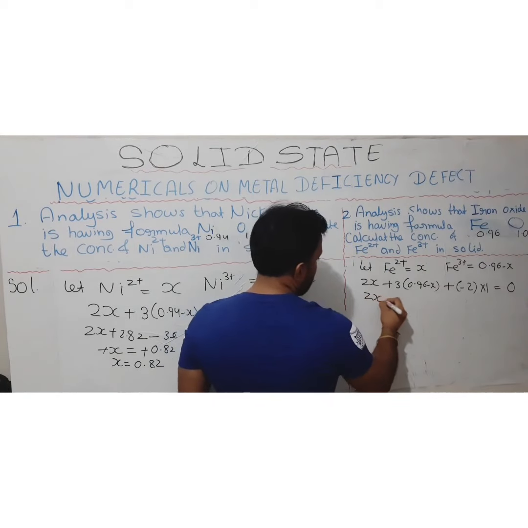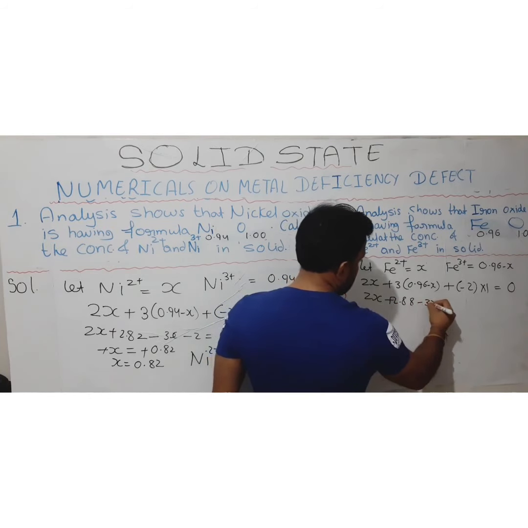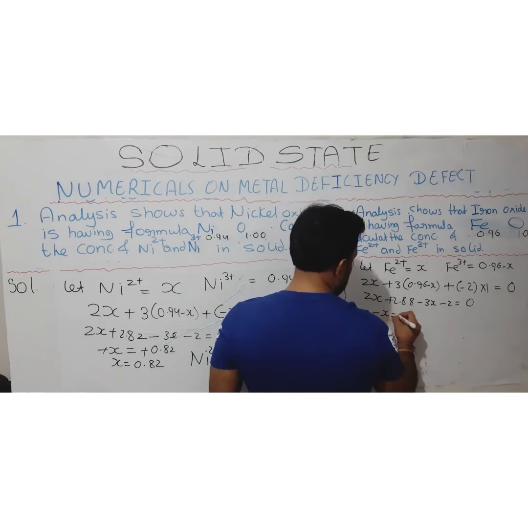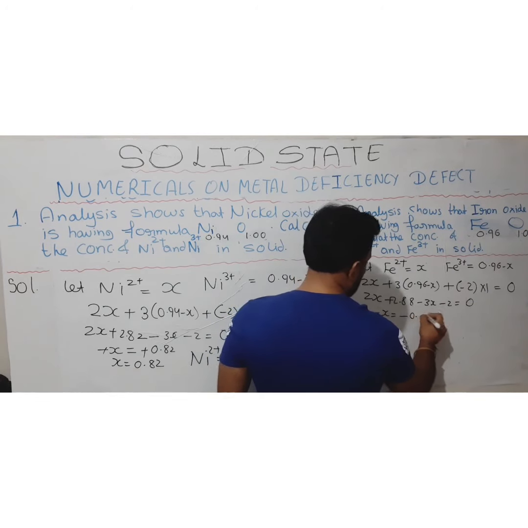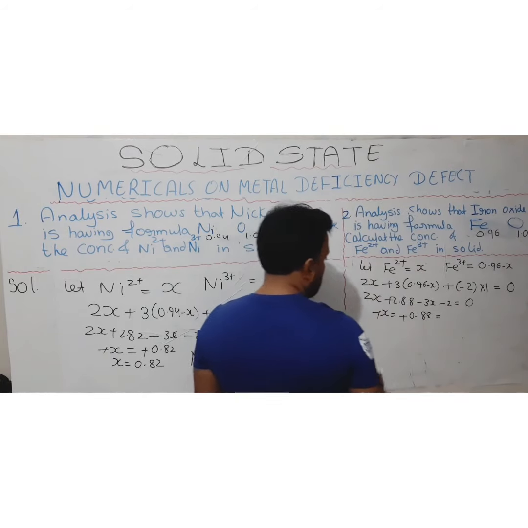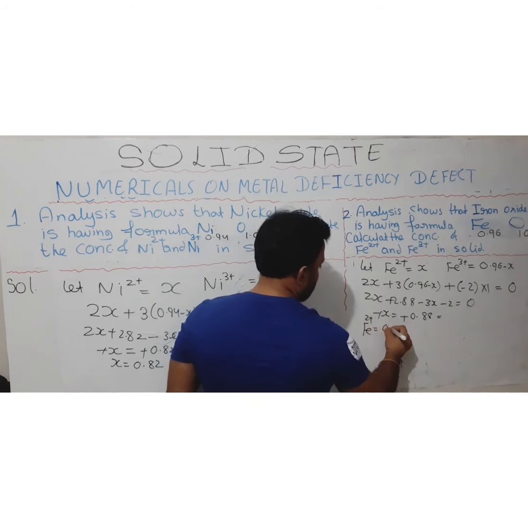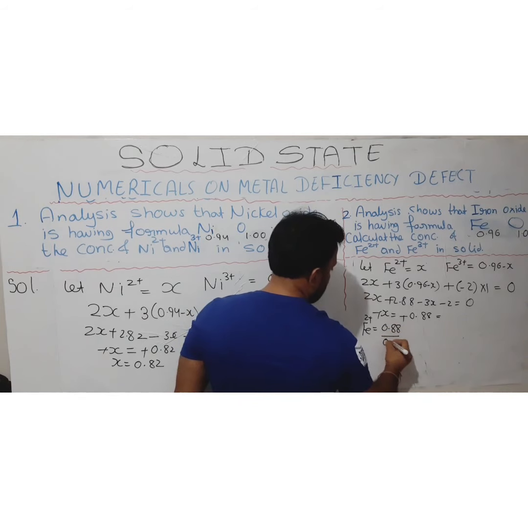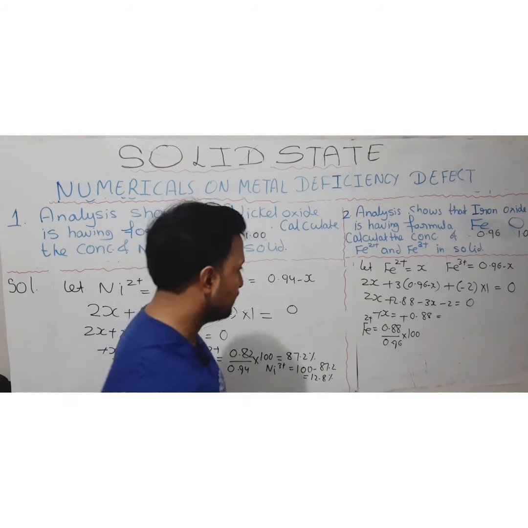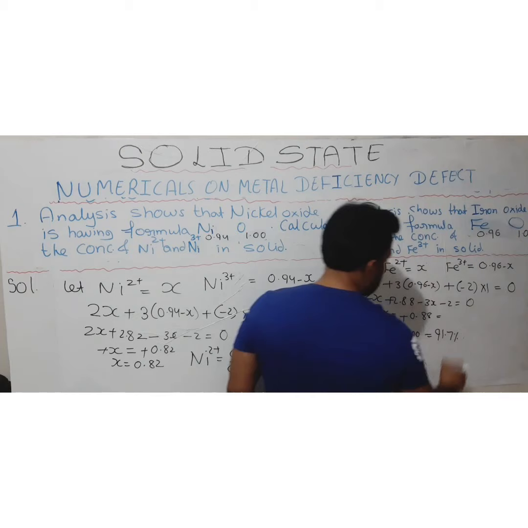So when you calculate, it will become 2x plus 2.88 minus 3x minus 2 equivalent to 0. So minus x will be equivalent to minus 0.88, or basically x is equivalent to 0.88. So we have to calculate the concentration of Fe2+. As it is 0.88, it should be divided by 0.96 and then multiplied by 100 in order to convert it into percentage. So when you calculate it, you will find it is approximately 91.7%.